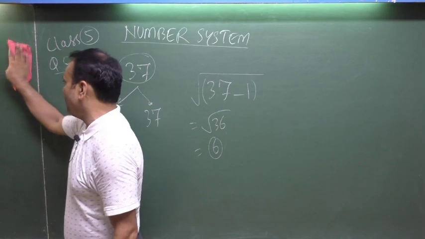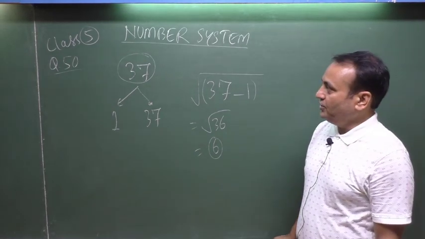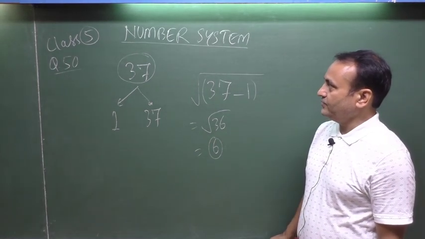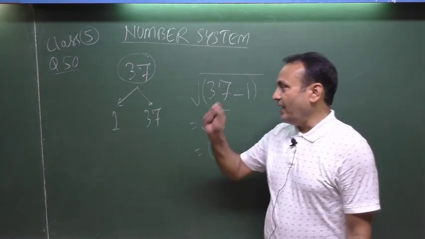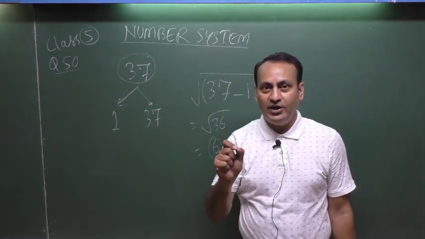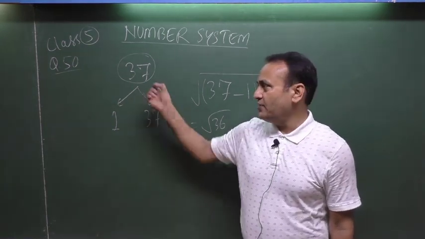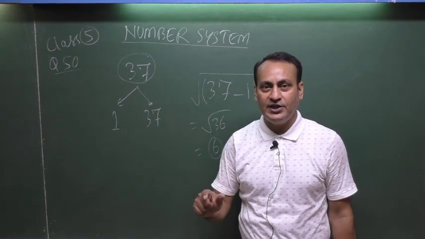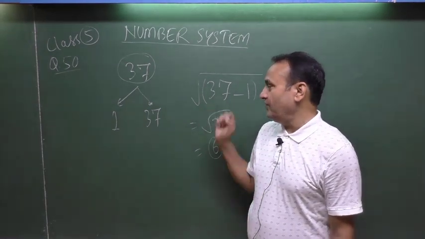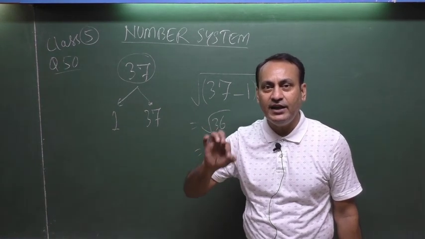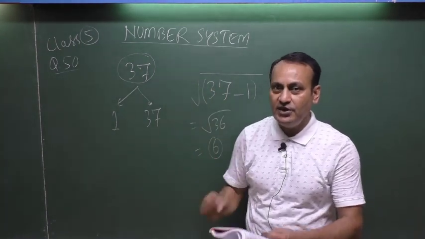This is the 5th class of the first lesson, number system, running in the English medium batch. Question number 50; up to 49 had already been done in the last class 4. The question asked: find the square root of the difference of the two factors of 37. 37 is a prime number, so it has only two factors, 1 and 37 itself. That means find the square root of the difference of 37 and 1. 37 minus 1 is 36 and under root of 36 equals 6. This is your final answer.